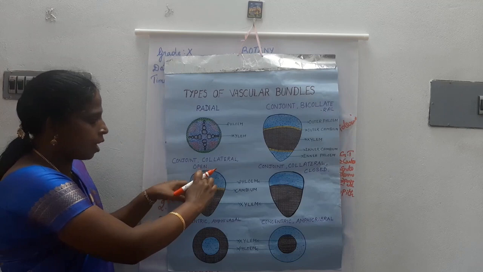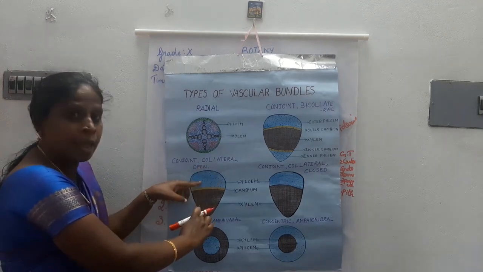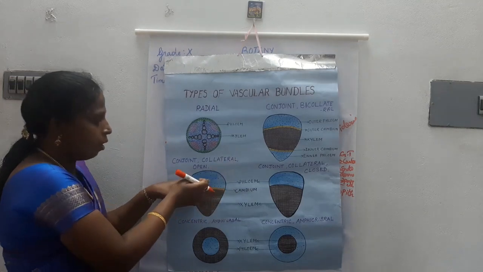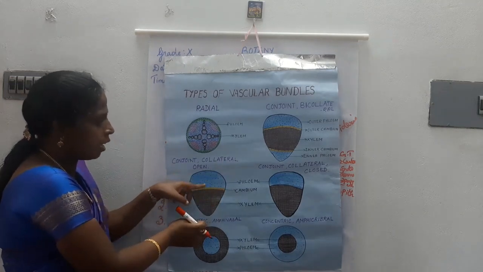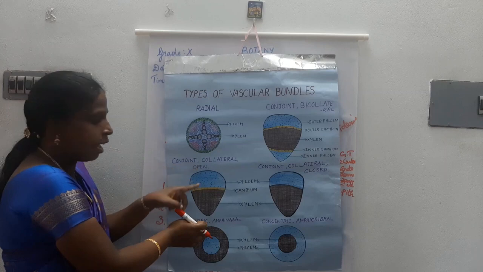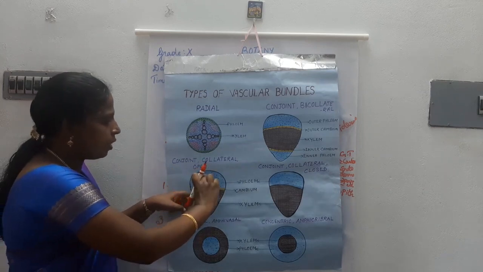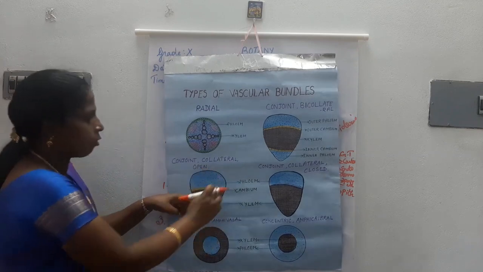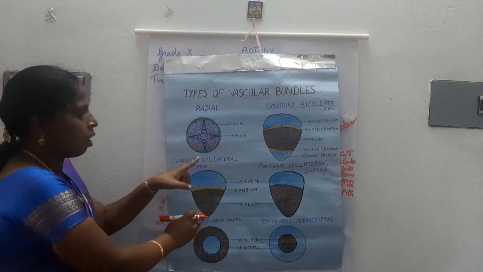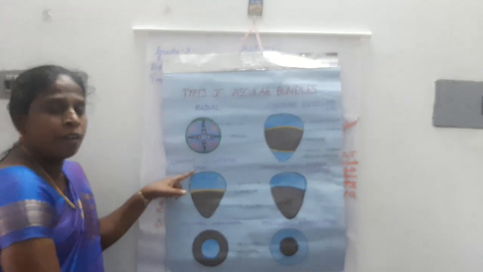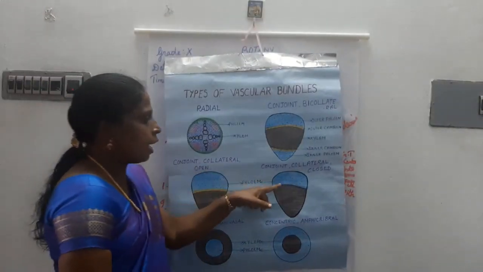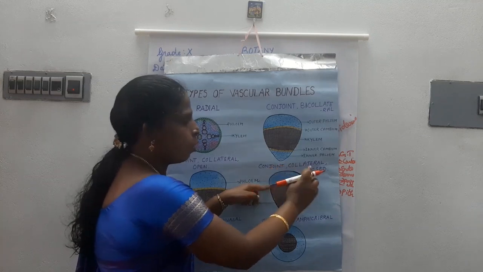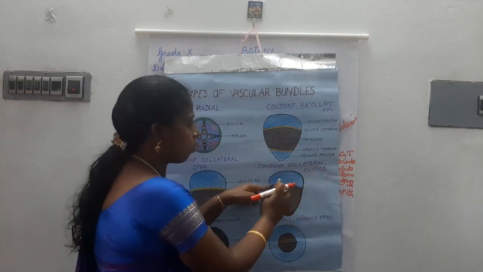Conjoined means the xylem and the phloem are arranged in the same radii. Then collateral: xylem lies towards the center, phloem lies towards the periphery. And open: open means between the xylem and the phloem, cambium is present. So this type of vascular bundle is called conjoined, collateral and open vascular bundle. Here this type of vascular bundle we can call conjoined, collateral and closed vascular bundle.